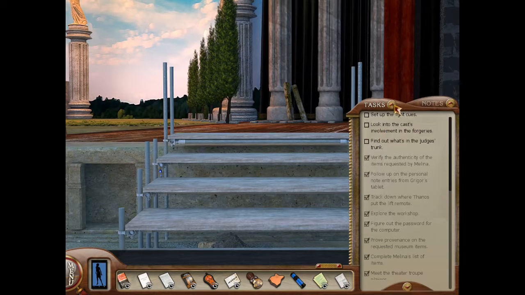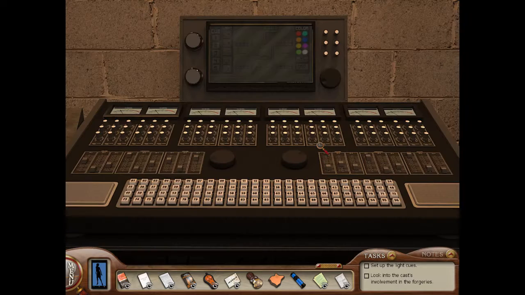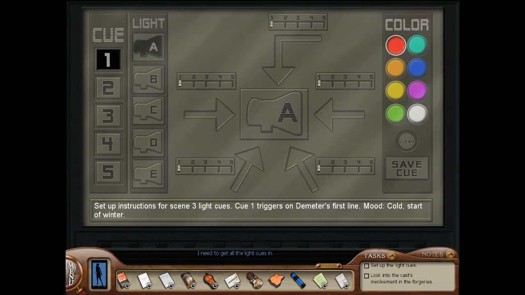Haven't done that. Oh, I thought I did, but okay. I need to get all the board light cues in. Okay, so if I remember correctly, this is Scene 3, Cue 1, which triggers on Demeter's first line. Mood: cold, start of winter.